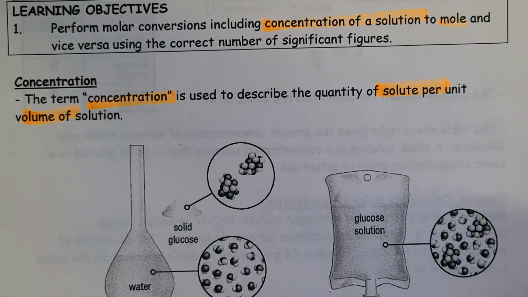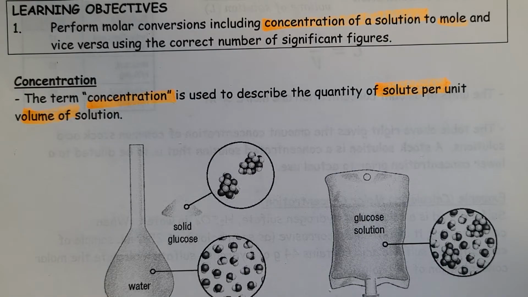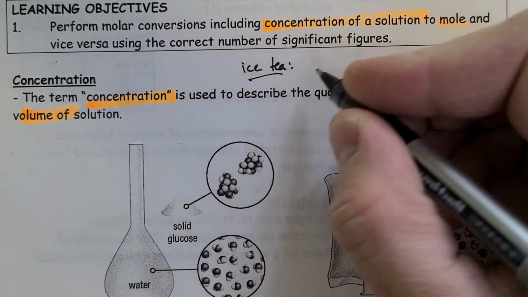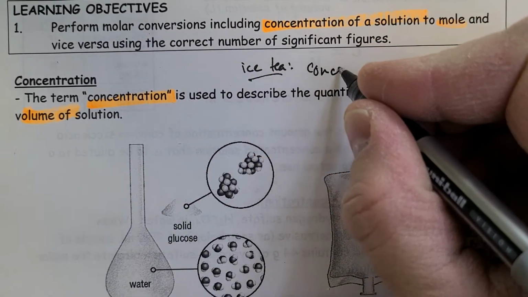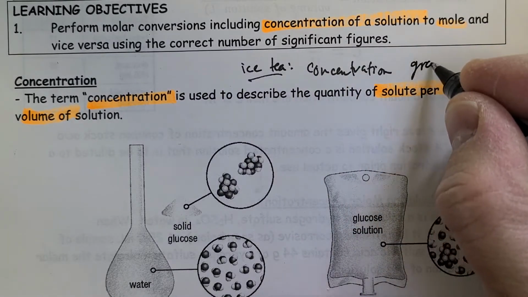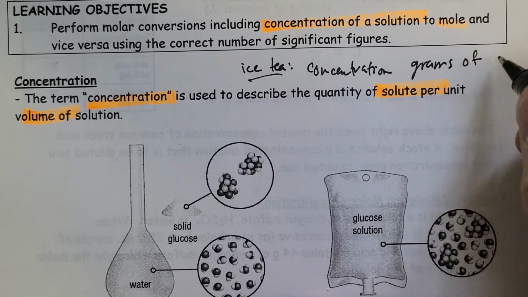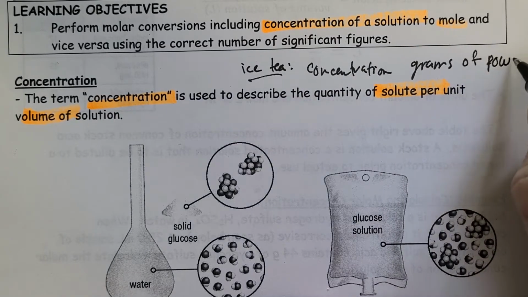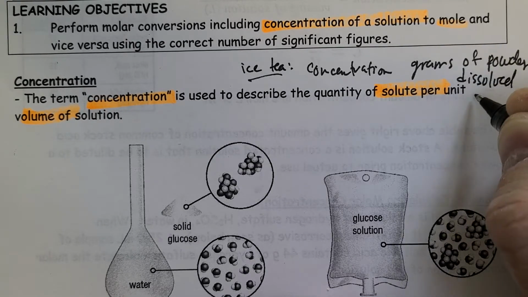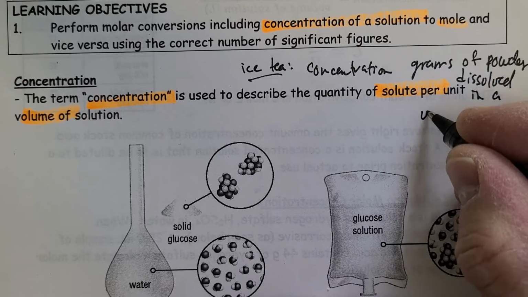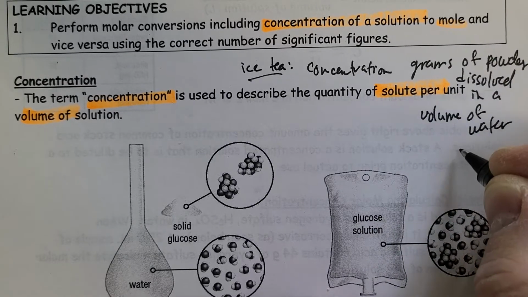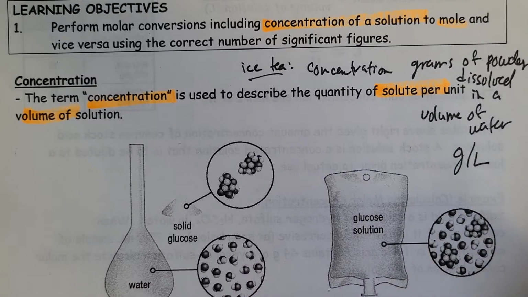of a solution. So quite often in everyday sense, we may look at iced tea, for example. So it would be concentration would be grams of powder dissolved in a volume of water. So in that case, it could be grams per liter.